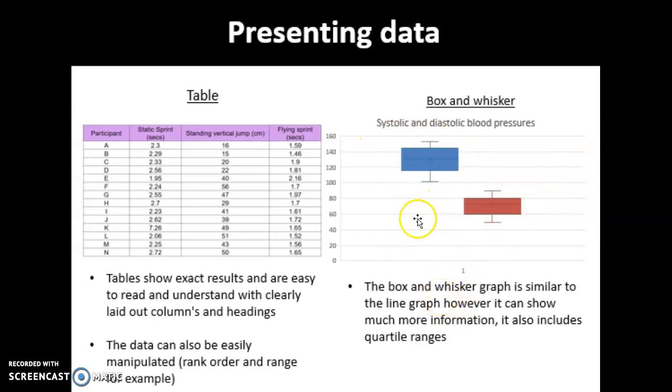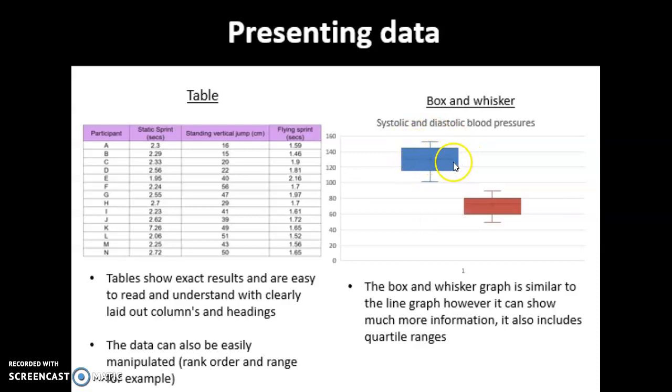The box and whisker graph is similar to the line graph, however it can show much more information. It also includes quartile ranges. So, for example, these are the whiskers coming off the box, and these show the extremities. So this lower extremity for systolic blood pressure was 100, and its upper extremity was 150 by the looks of it. So these whiskers show either the highest extremity or the lowest extremity.